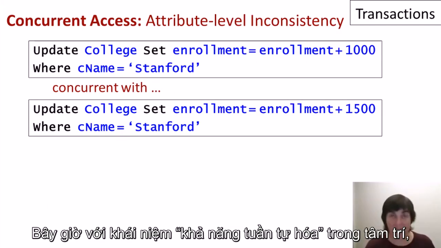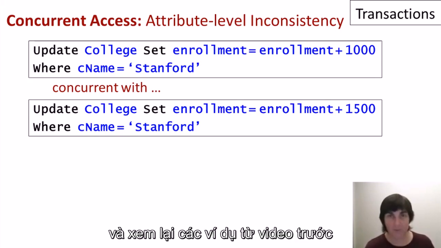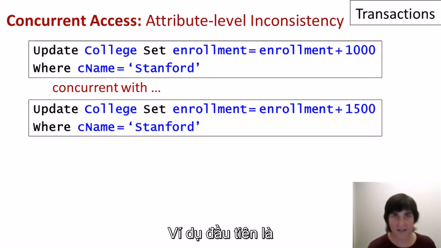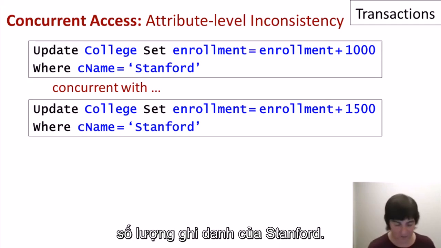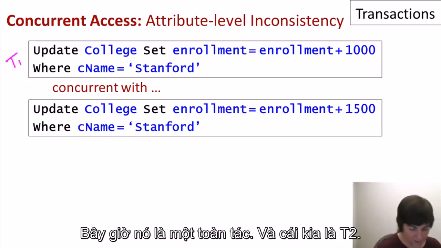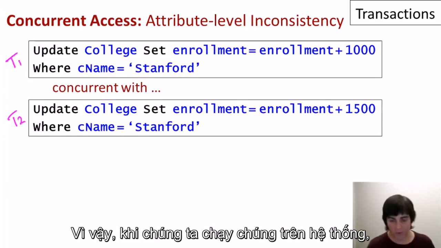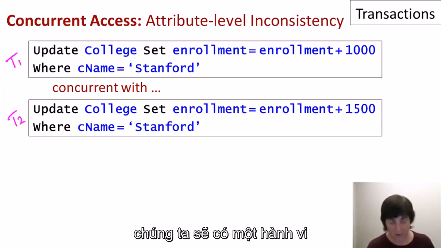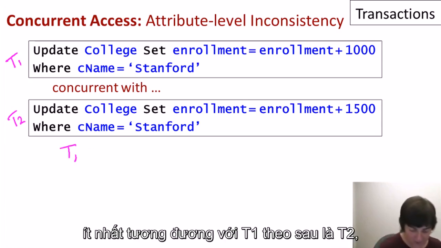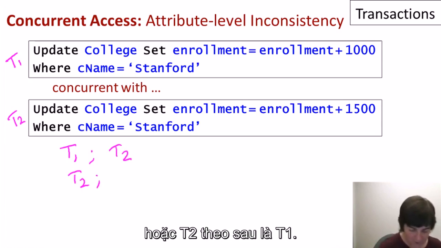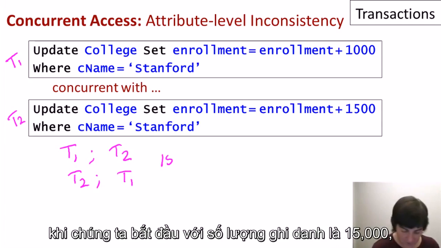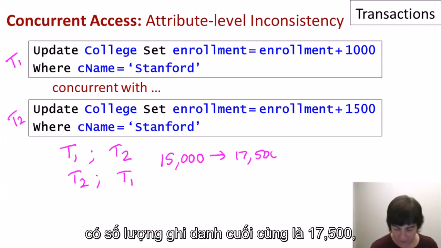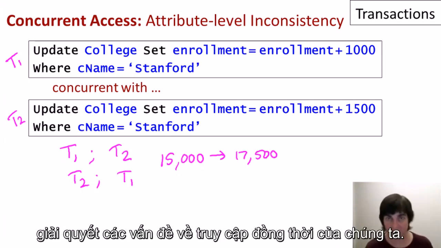Now, with the formal notion of serializability in mind, let's go back and look at the examples from the previous video that motivated the problems we could get into with concurrent access. The first one was the example where two separate clients were updating Stanford's enrollment. Let's just call one of them T1, it's now a transaction, and the other T2. So when we run these against the system and serializability is guaranteed, then we will have a behavior that is at least equivalent to either T1 followed by T2 or T2 followed by T1. So in this case, when we start with our enrollment of 15,000, either execution will correctly have a final enrollment of 17,500, solving our concurrency problems.